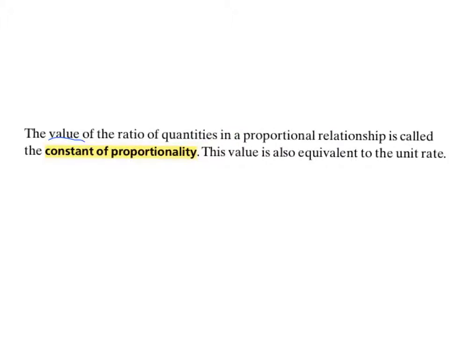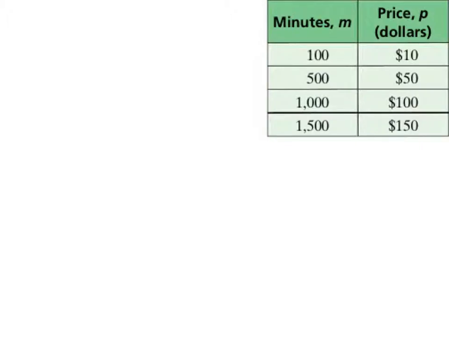The value of the ratio of quantities in a proportional relationship is called the constant of proportionality. This value is also equivalent to the unit rate. Now let's look at using a ratio to identify a unit rate. This table shows a proportional relationship between the number of minutes and the amount the customer pays for cell phone service. Let's try to identify the constant of proportionality.